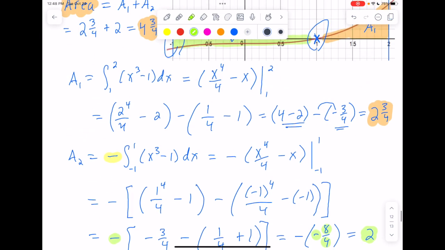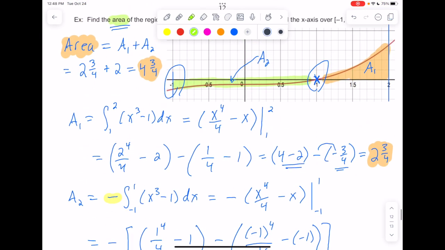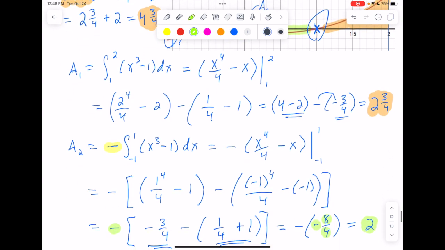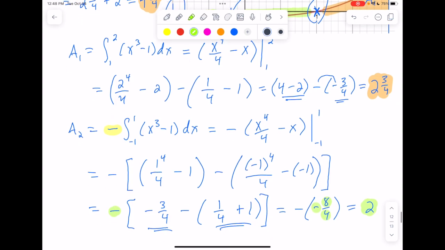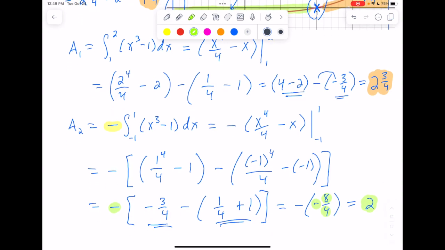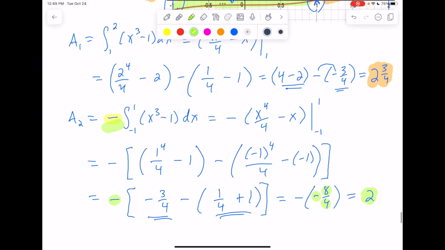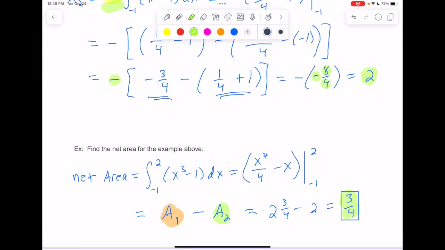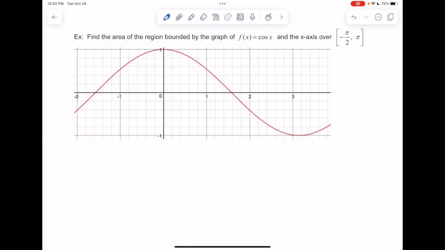But if they ask for just regular area and you have switches from below the axis to above the axis, you have to separate those as separate integrals. And the one that's below, you have to make sure that you change its sign so that you get a positive answer, because the definite integral for that below portion will come out negative. It's a little tricky at first, but we're going to do it a lot and you'll start to get used to it. All right, let's go ahead and look at another graphing example.